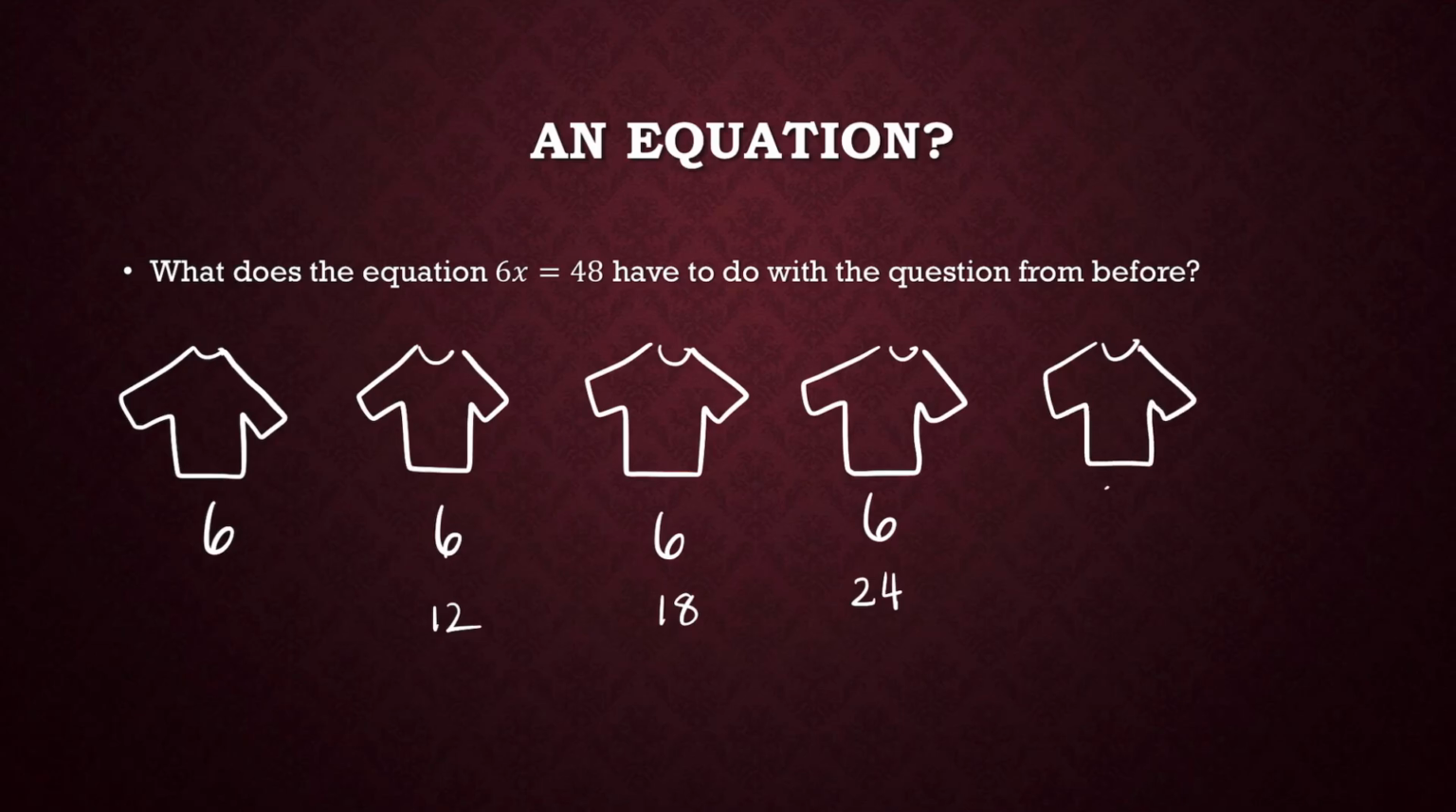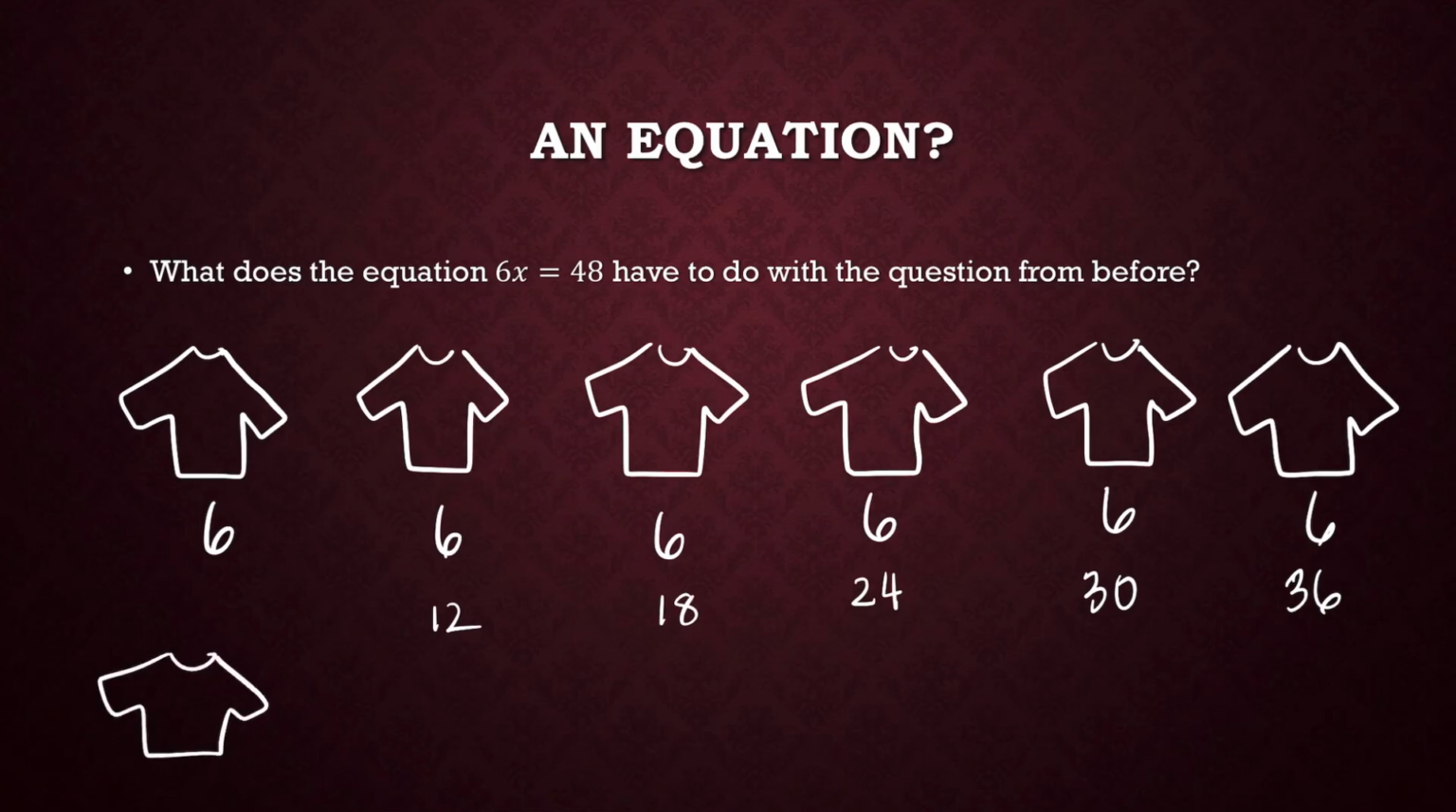And then I have another t-shirt, which brings it up to 30 total. Then I have another t-shirt, which brings it up to 36 total. And another t-shirt, which brings it up to 42 total. And then finally, this last t-shirt, which brings it up to 48 total. So that means we had 1, 2, 3, 4, 5, 6, 7, 8 t-shirts.